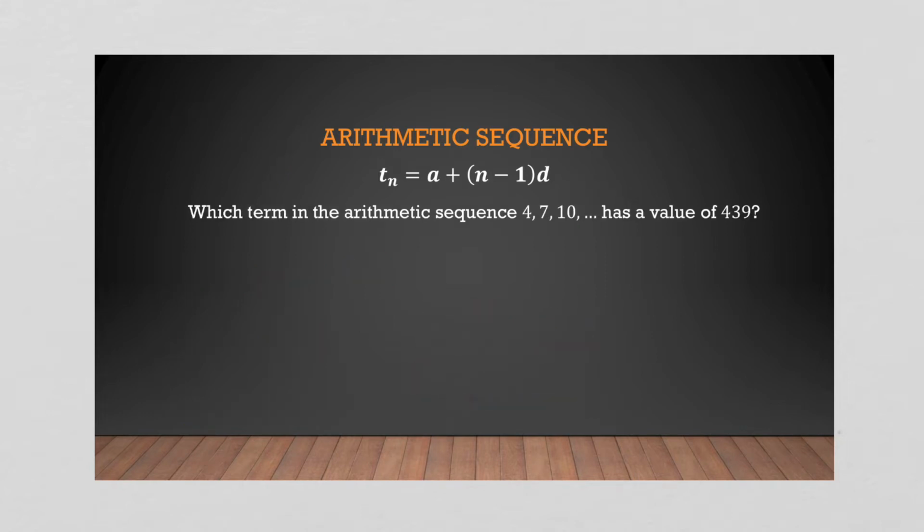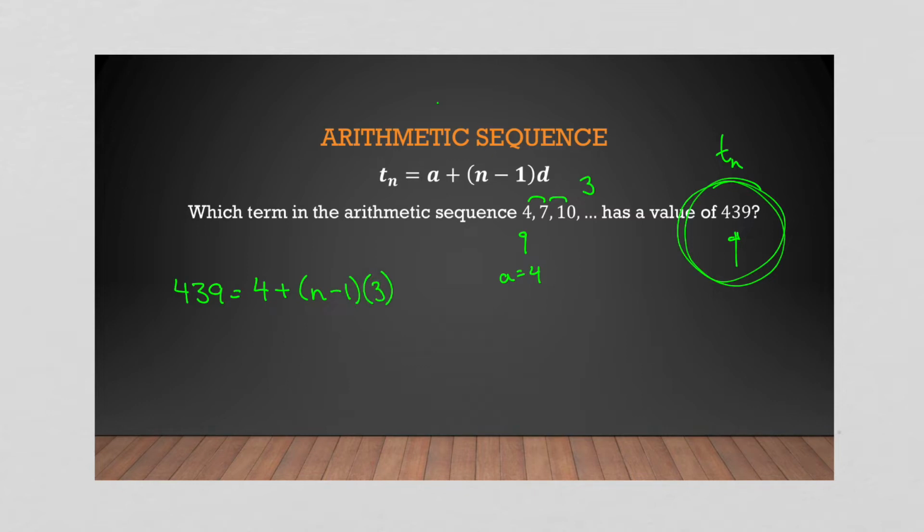So what about if we have the last term? We have the first term, so A is equal to 4. We can see the difference is 3. And we know this is our Tn. It is our nth term. We just don't know what n is. So we can still say, well, my Tn is 439. And what I'm trying to solve for is n. So my n stays empty in this case, blank.